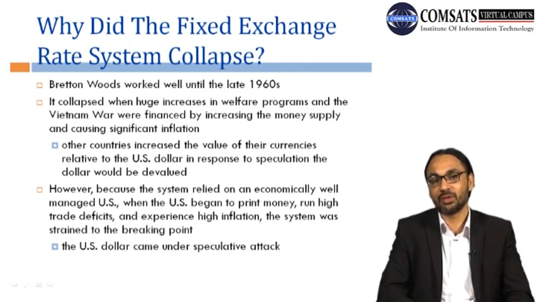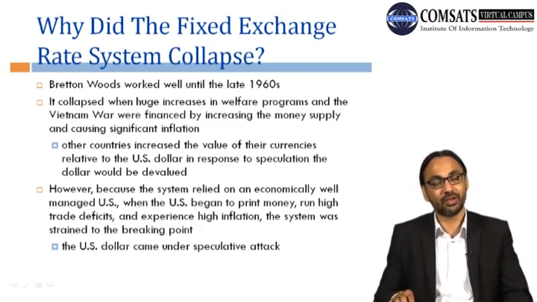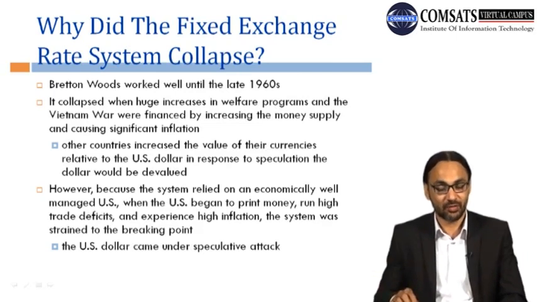Then the German central bank allowed their markets to decide freely the value of the dollar against the Deutsche Mark. That was the first time these currencies were floating freely against the US dollar. And because of this, the US dollar was under speculative attack.